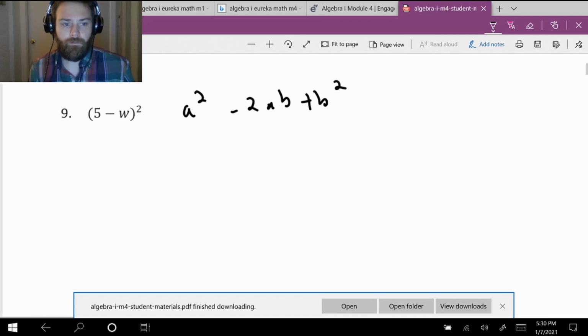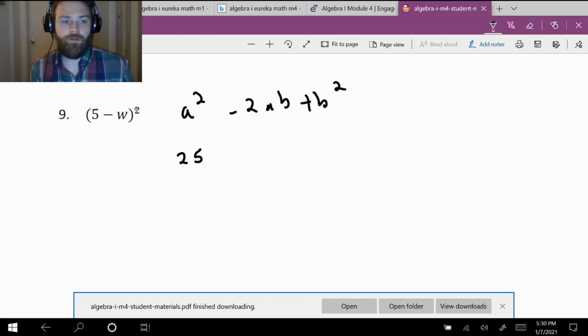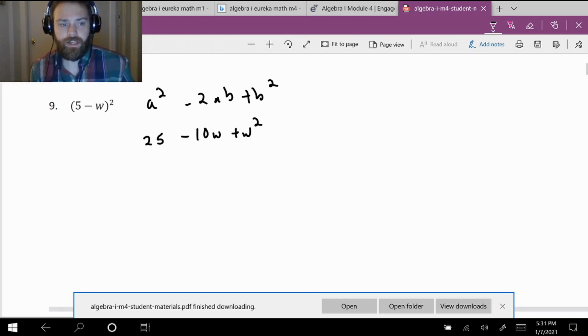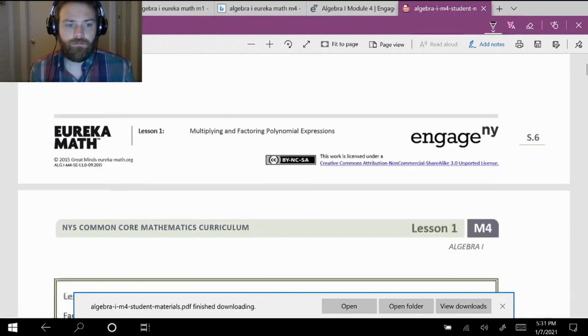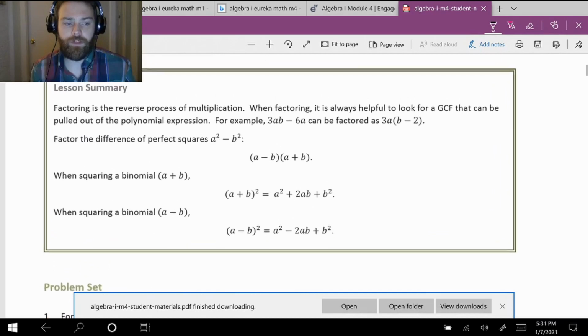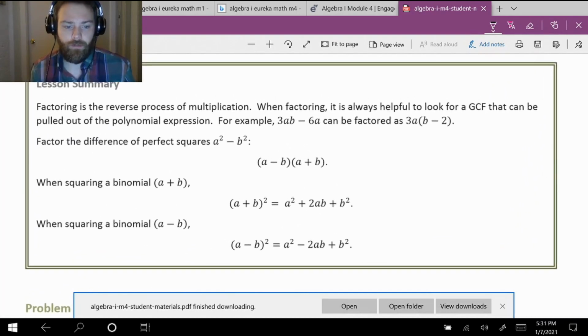So 5 squared is 25. 5 times w times 2 is going to be negative 10w. And then negative w times negative w is going to be w squared. So negative w squared is w squared. So that's it. That's all you have to do. You can just use the formula. So these are the 3 formulas that are going to be helpful.